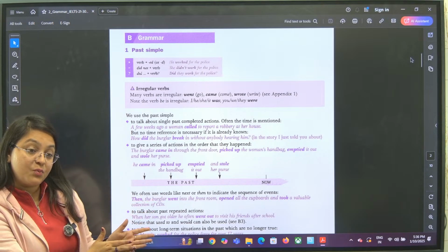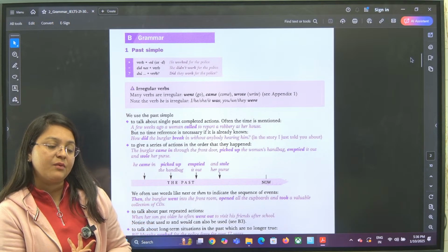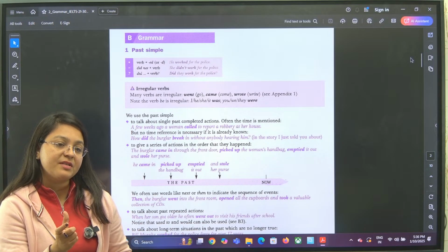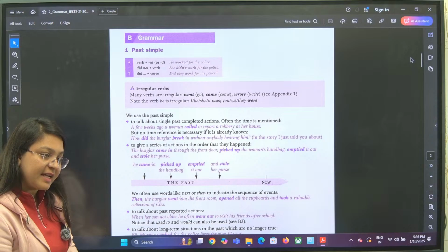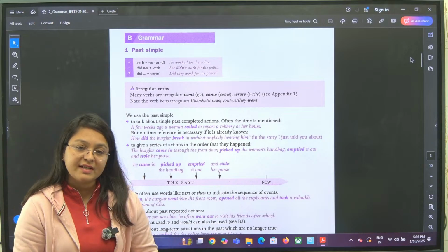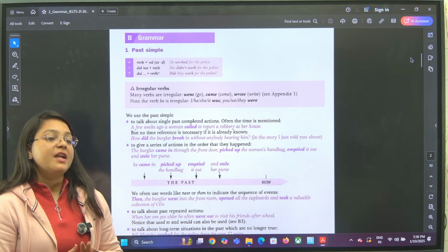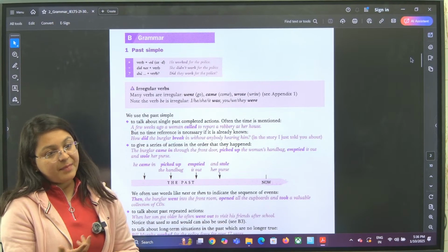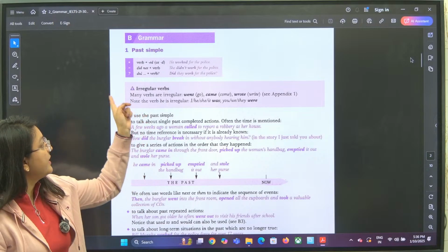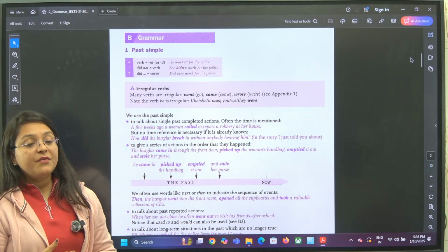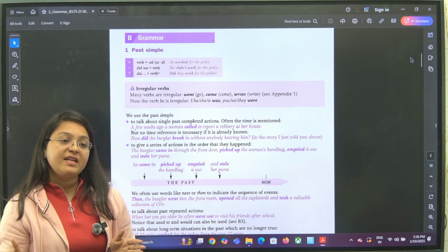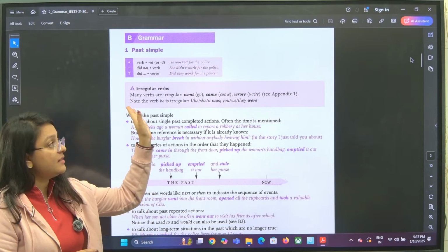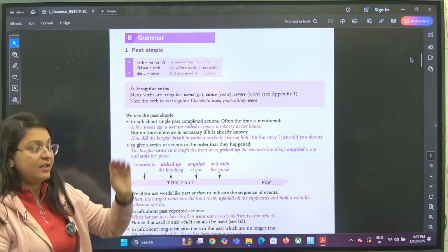Like, I played last week. Sometimes I can only say I played the cricket match. So a time frame is not required. If you are using a time frame, that is also fine. If you are not using a time frame, that is also fine. If you want to narrate one incident that happened in the past, again the same tense would go, past simple. If you want to narrate a sequence of events that took place, same thing, past simple would be helpful there.